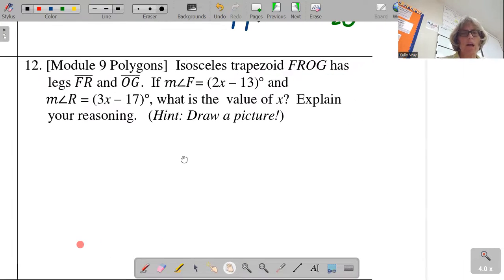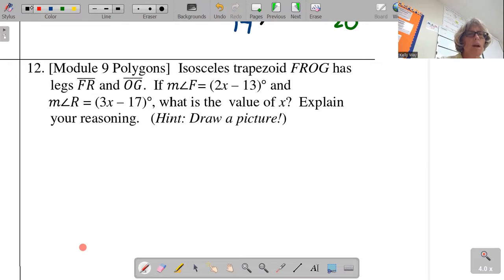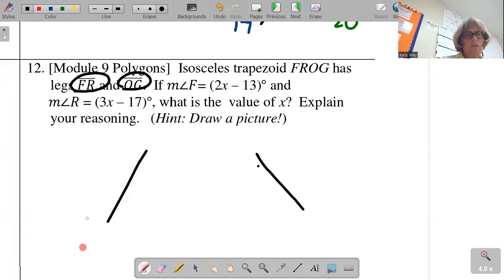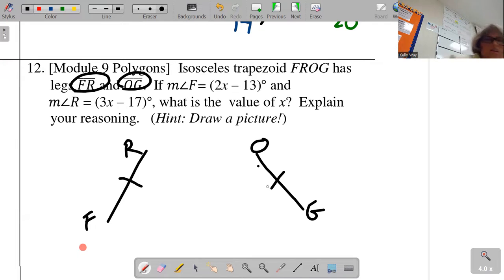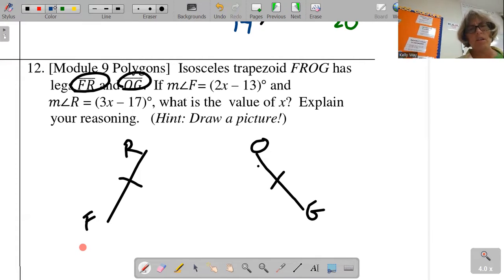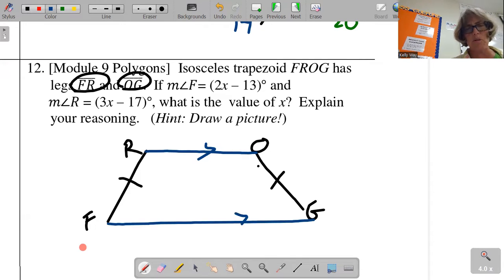Taking a look at number 12, we have an isosceles trapezoid with FR and OG being the legs. So F, R, O, G are the legs, which means they are equal because it's isosceles. And then R to O would be a parallel base, and F to G would be a parallel base.